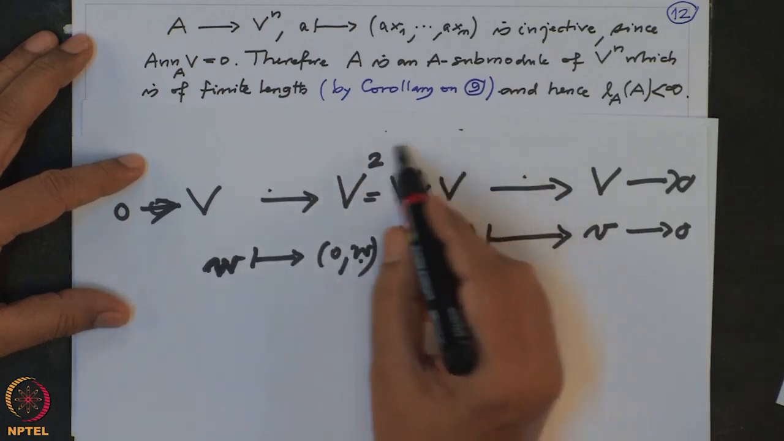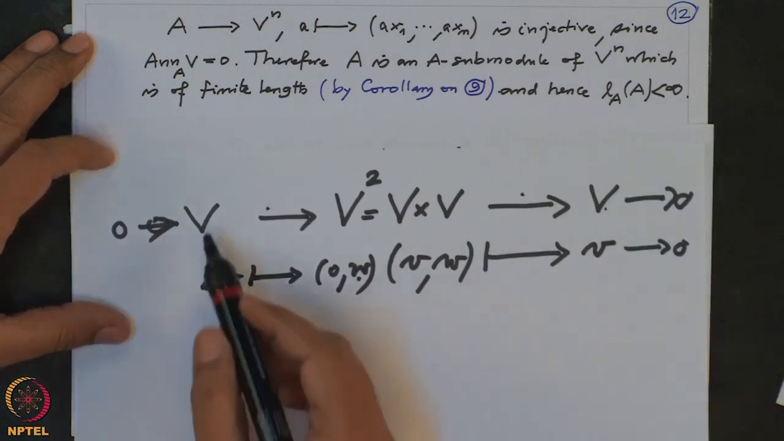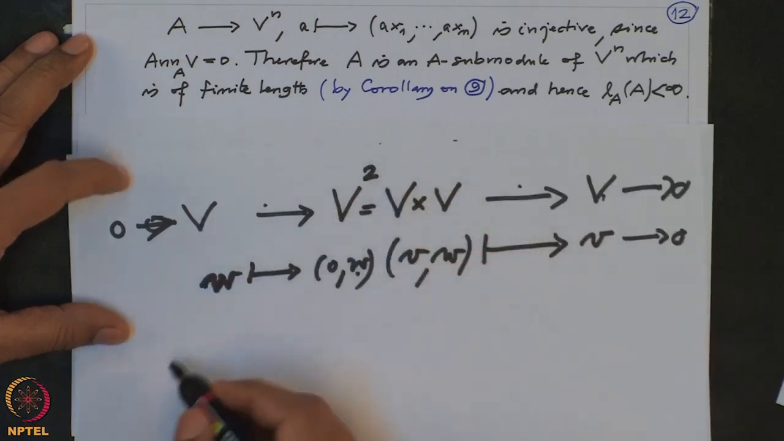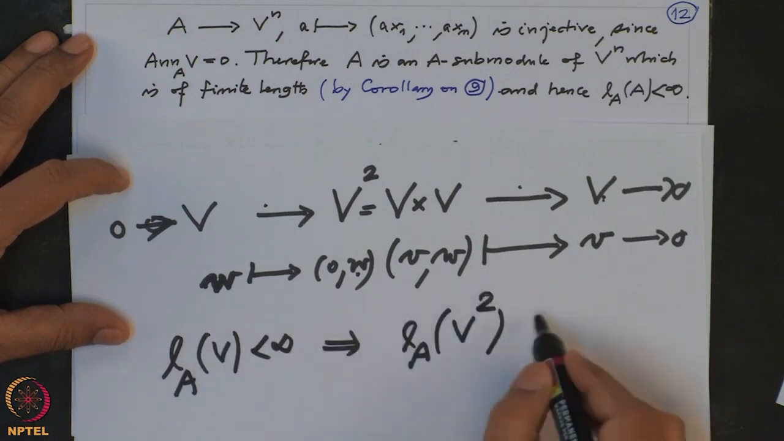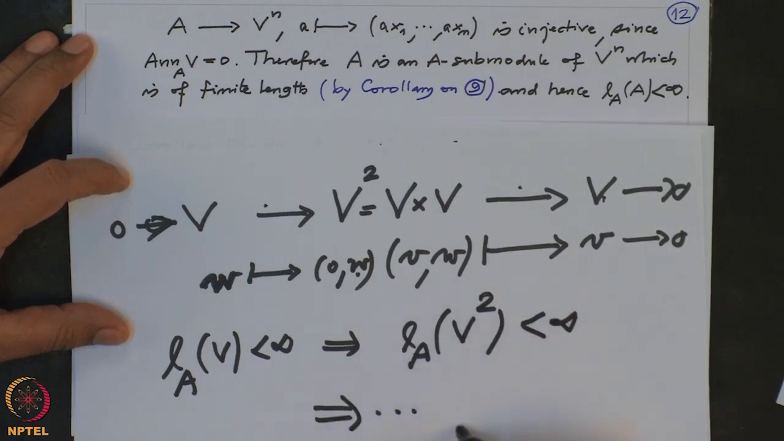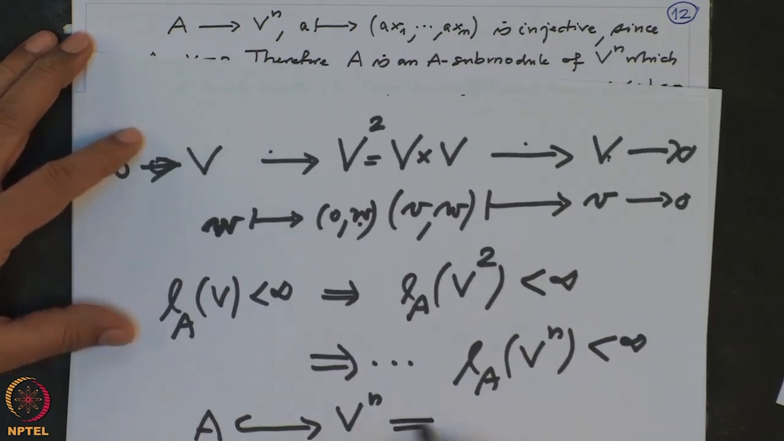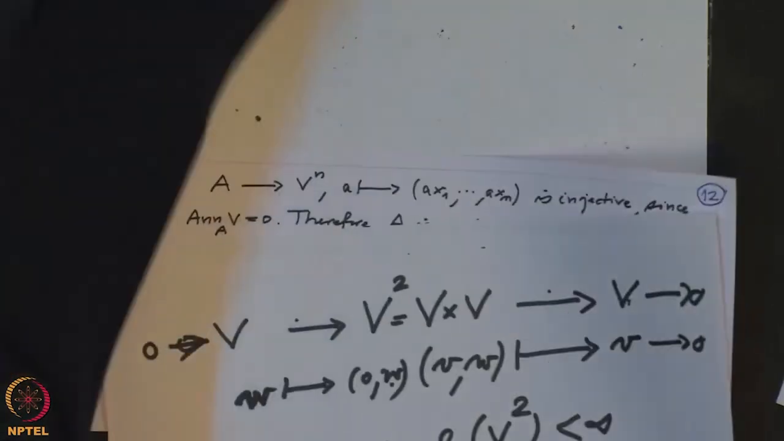So this has a finite length. Therefore, V also has a finite length. And because this has a finite length, this has a finite length, therefore the middle one has a finite length. Since this is finite, that implies length of V^2 is finite, and keep doing this. So that will go, length of V power n is finite, but A is a submodule of this V power n. So submodule of a finite length module is finite length, that we have noted. So this will imply length of A as a module is also finite, and that proves this implication, 4 implies 2 of this theorem.